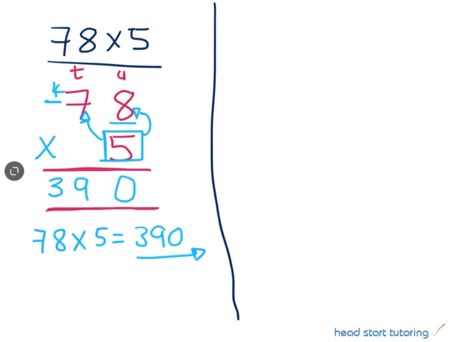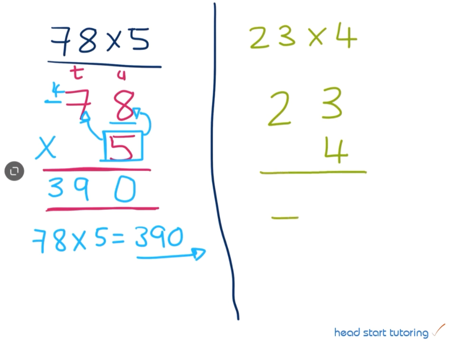If we have a look at another example, let's do 23 times 4. Again, we need to very clearly set out our digits and make sure that the place values are lined up. And then we multiply our 4 by 3, and 4 by 3 is 12. So I put my 2 down there and I carry my 1 over.